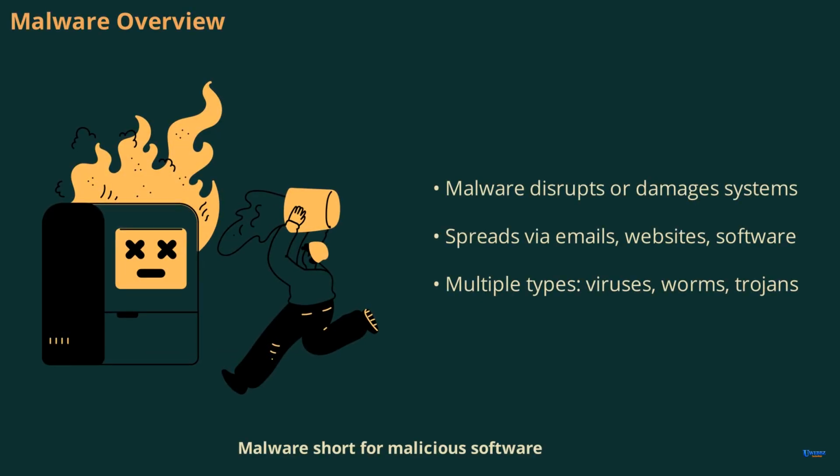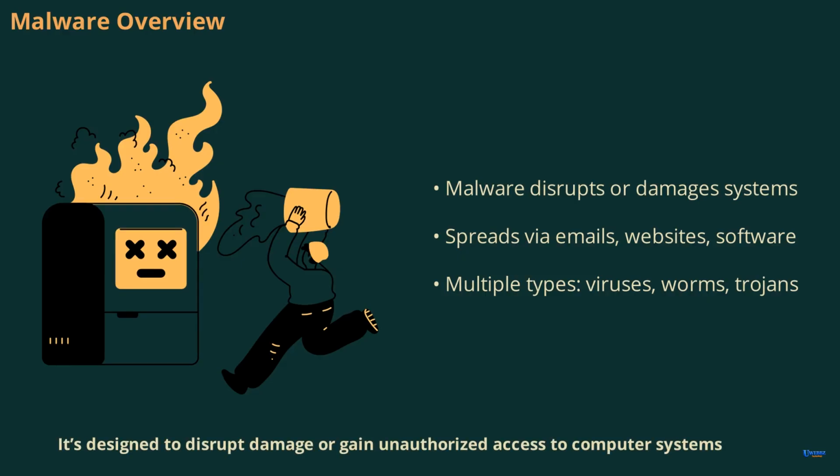Malware, short for malicious software, is one of the most prevalent and damaging types of cyber threats. It's designed to disrupt, damage, or gain unauthorized access to computer systems. Malware can spread through infected email attachments, malicious websites, or compromised software. There are several types of malware, each with its own method of attack and impact. Understanding how malware operates is essential for recognizing and preventing infection. Let's look at some of the most common forms of malware, starting with viruses.